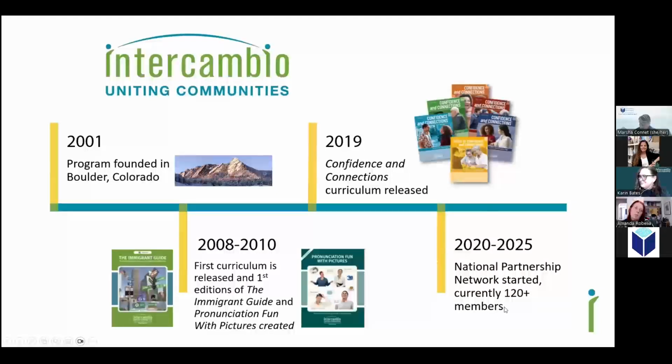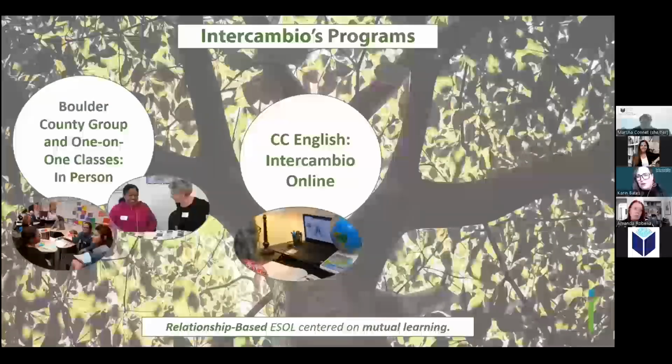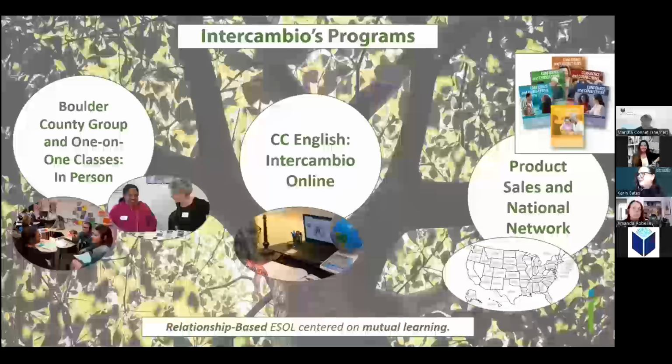And then here, from 2020 to 2025, in the last 5 years, we've grown to more than 120 members, of which Wisconsin Literacy is a part of that family membership network. So again, you all are welcome to participate in the offerings that we have as well. So we have group and one-on-one classes physically, in Boulder County, Colorado. We have a program called Intercambio Online, where we match a volunteer from anywhere in the country with a learner anywhere in the country, and we have an online platform where they can use the curriculum to have gains in English. The students will gain in English. And then, of course, we have our Product Sales and National Network, and the National Network is a part of why I'm here today, because we do have this partnership with Wisconsin Literacy.